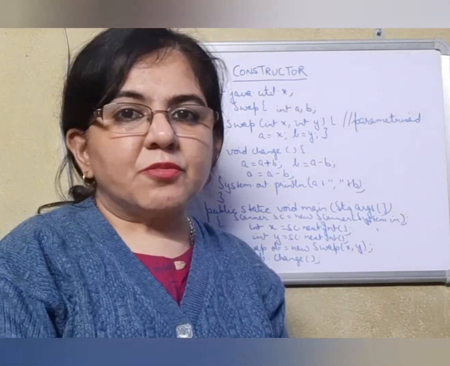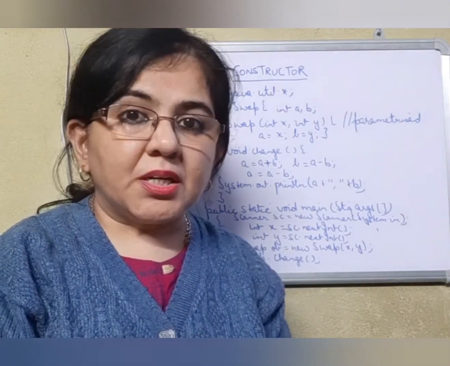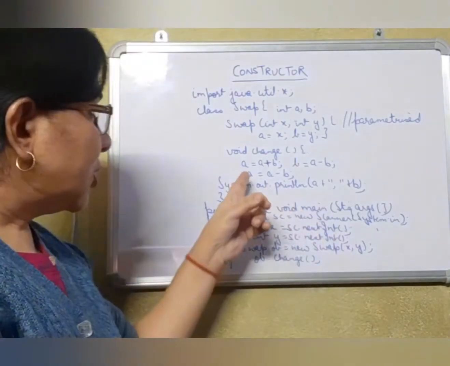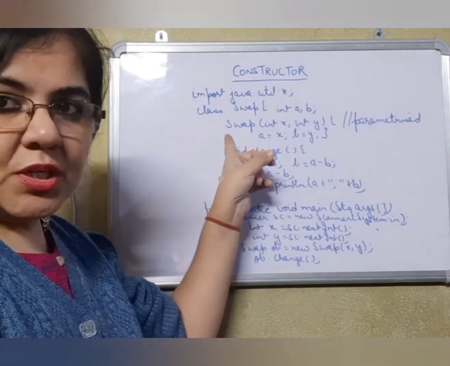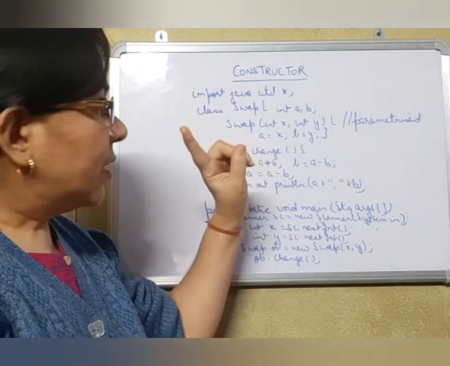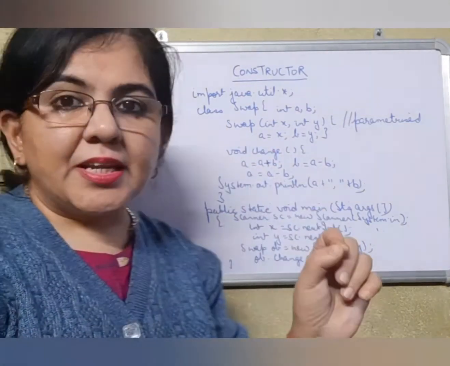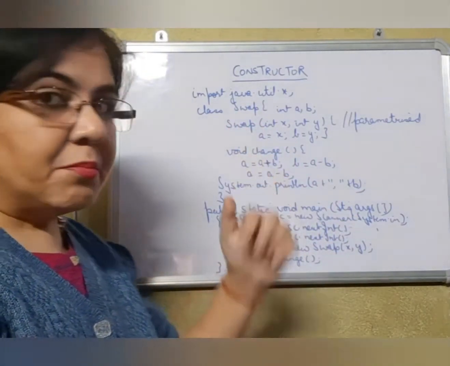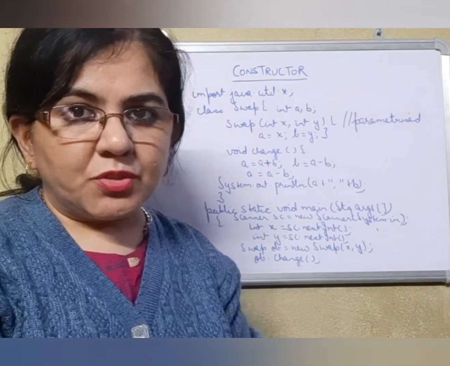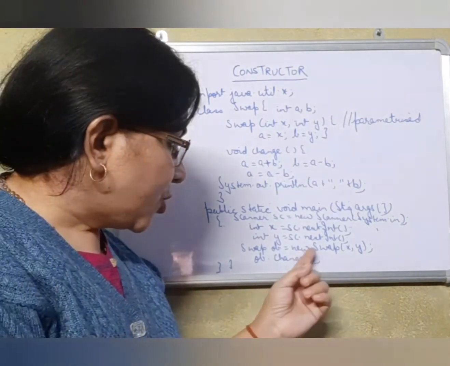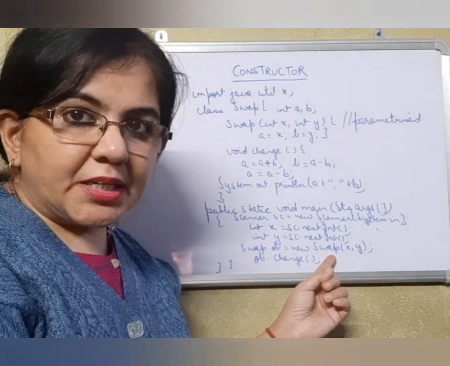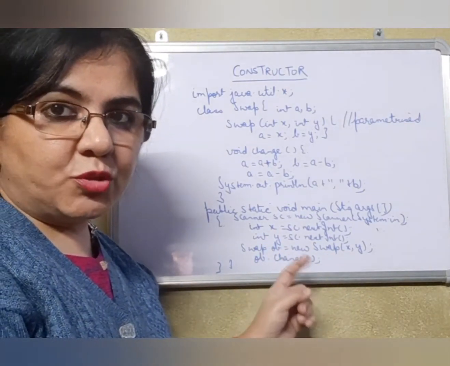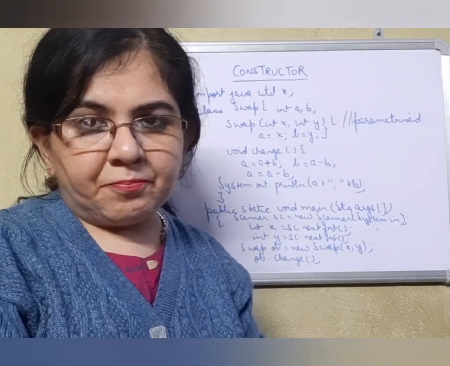And sometimes a question comes: what is the difference between a method and a constructor? A method is a function. See, a function has a return type. A constructor has no return type. A constructor necessarily has the same name as that of the class. A method may or may not have the same name as that of the class. A constructor is automatically called while creating the object, while a method is called with the help of an object or with the help of the class.